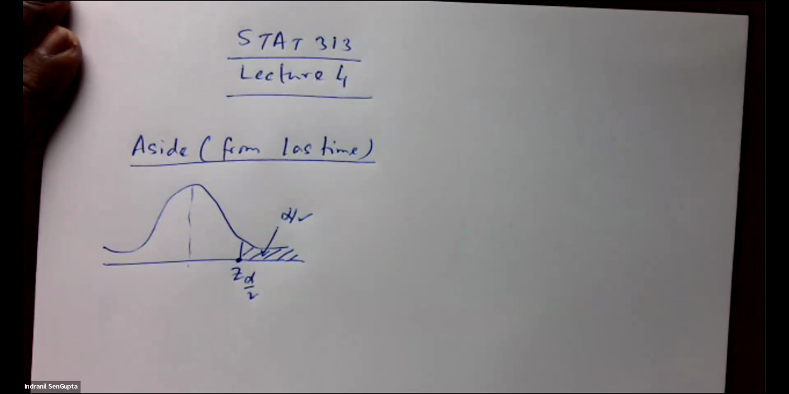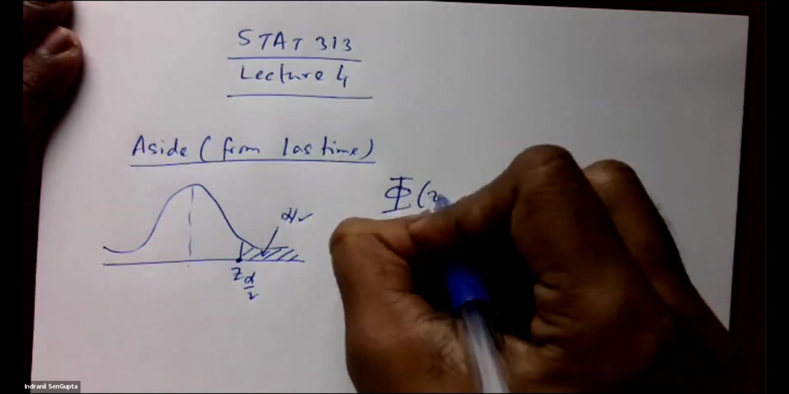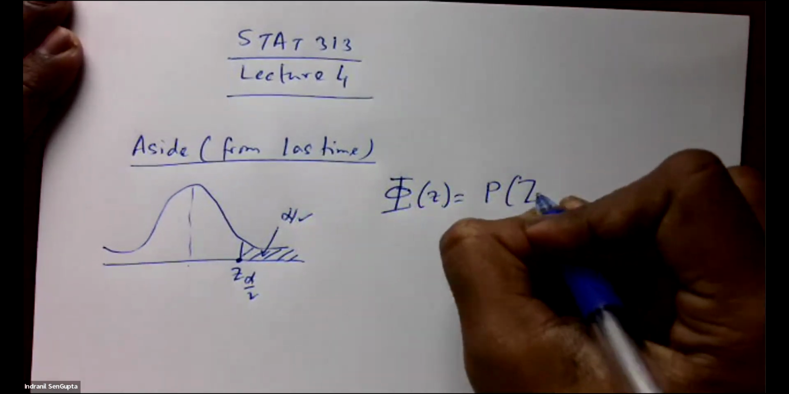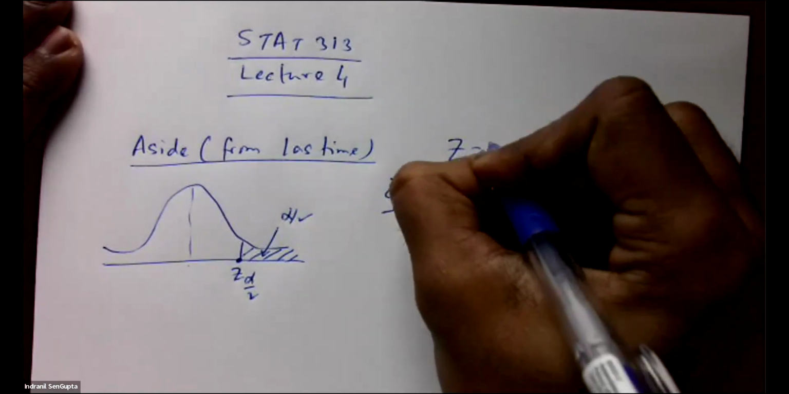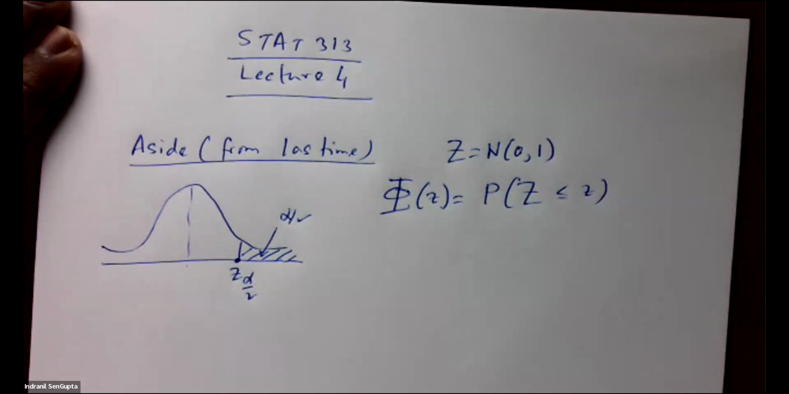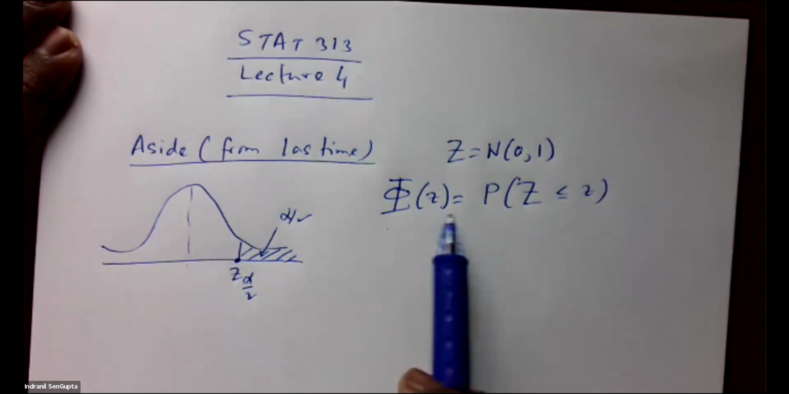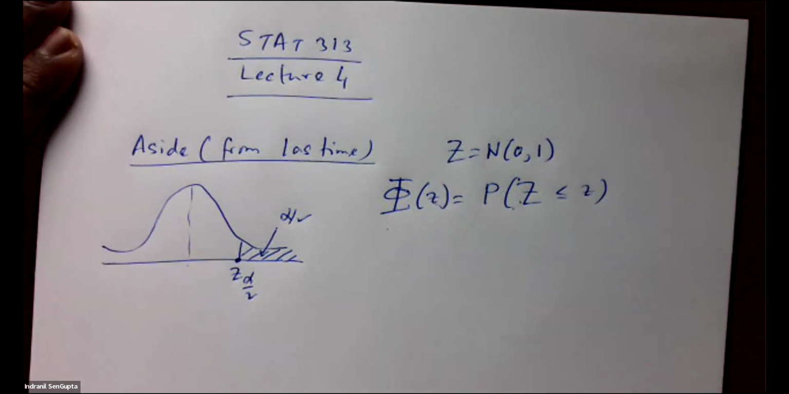In the language that we remember, phi of z is the probability that big Z is less than little z. Big Z is the normal distribution with zero mean and variance one, the standard normal distribution. That's a notation we frequently used in the last course. So this is the definition: this is the little z and this is the big random variable Z.